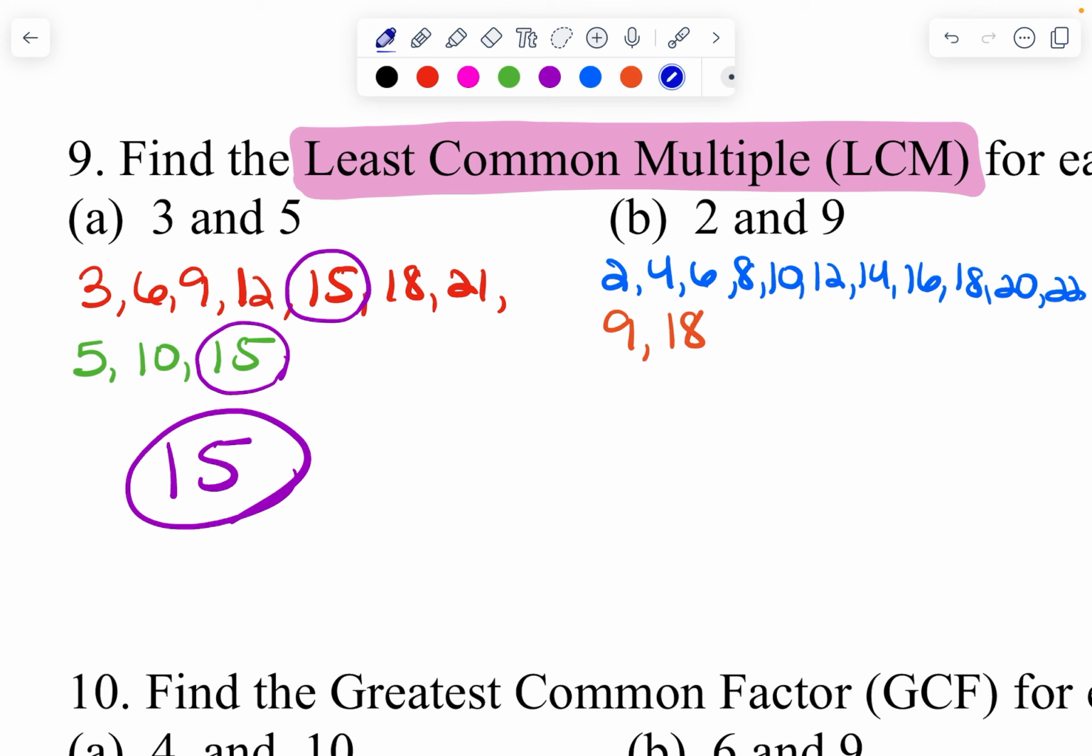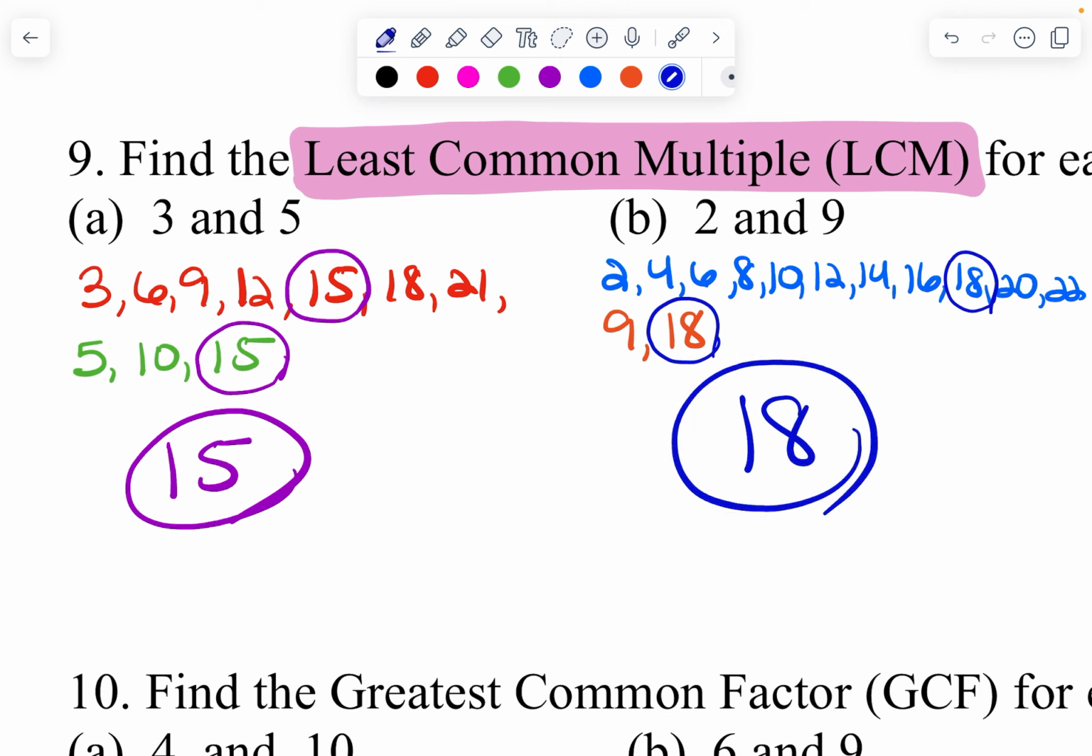The reason I'm stopping is because there's my 18 in that list, there's my 18 in that list. And while 9 is a smaller number, there is no 9 in the multiples of 2. So what is the least common multiple for 2 and 9? That is going to be the number 18.